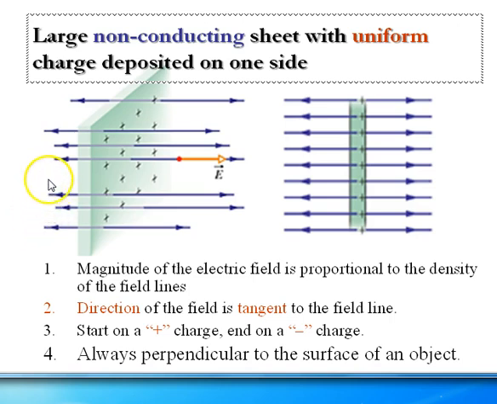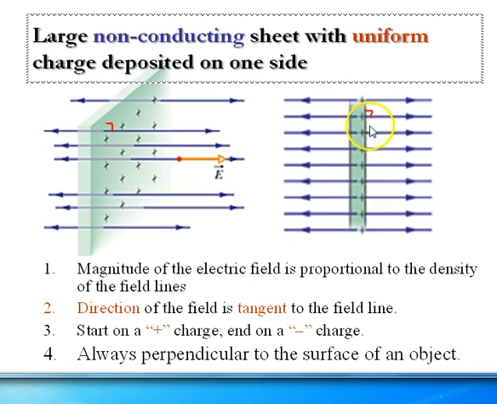If we look at another example of a charged object, here we have a non-conducting sheet of uniform charge where that charge is deposited on one side. That charge looks like it's a positive charge, so our electric field lines start on that charge and point away. It points away to the right, and it also points away to the left, because it's a positive charge. The direction of the electric field is always tangent, but it's also always perpendicular to the surface of this object. So all these field lines are perpendicular.